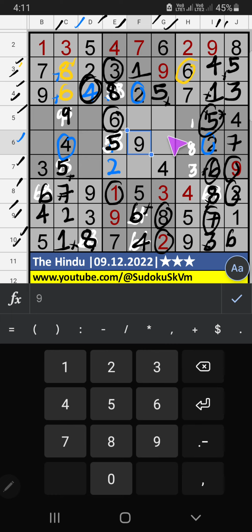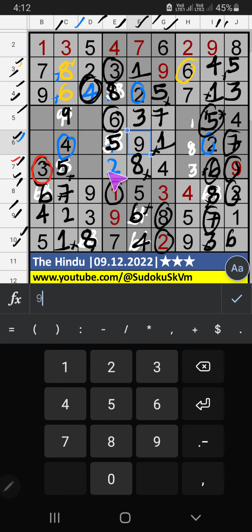Column G, two numbers are remaining, 1 and 7. Sixth row, we have 7. So 7 can't come in the cell. 7 is confirmed here. Then 1 is here. Column F, two numbers are remaining, 3 and 8. Seventh row, we have 3. So 3 can't come in the cell. 3 is confirmed here. Then 8 is here.